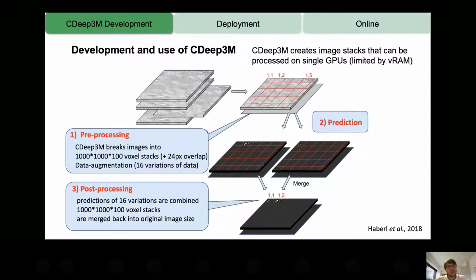At the same time, we did a lot of development also to do the tiling. Obviously, if you deal with a terabyte data set, you cannot load it into memory, so you're breaking it apart. You're processing the tiles individually. That's what we would call the pre-processing steps. Then you would perform the prediction, and then the post-processing steps. All of that is neatly integrated into CDeep3M, so you don't have to worry about it.